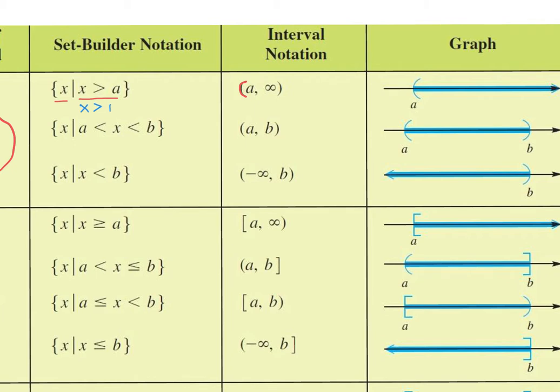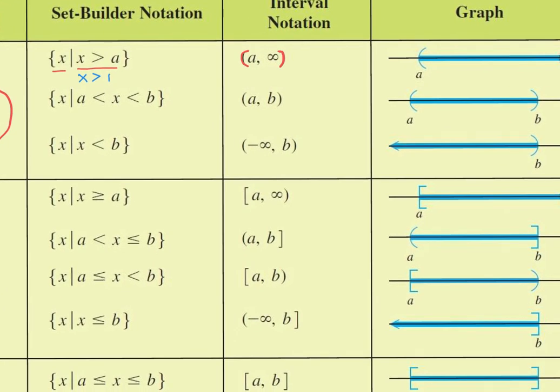And x can be any number greater than a, so we're going to go all the way to infinity. But we can never reach infinity, so that's why we're going to have a parenthesis next to the infinity, because we can't get there. So anytime you have a negative or a positive infinity in set builder notation or in interval notation, it's going to be a parenthesis. In our example, we were saying that x was greater than 1, so if we're looking at that particular example, it would be (1, infinity).